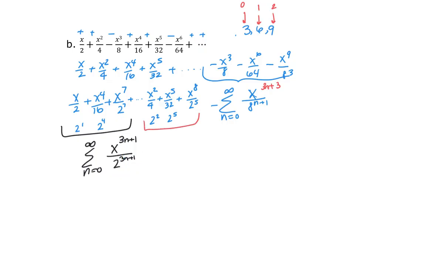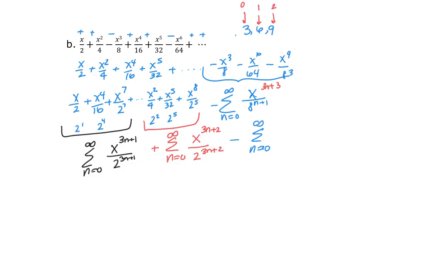Now, this grouping is going to be plus the summation of n equals 0 to infinity of x to the, well, I need to have 2, so let's do 3n plus 2 over 2 to the 3n plus 2. Now let's check to see if that works. If I put in 0, I'm going to get x squared over 2 squared. I put in 1, I'm going to get 3 plus 2, which is 5, and 2 to the 5th. I put in 2, I'm going to get 6 plus 2 is 8. Yeah, so that works.